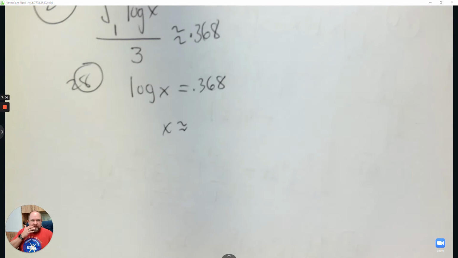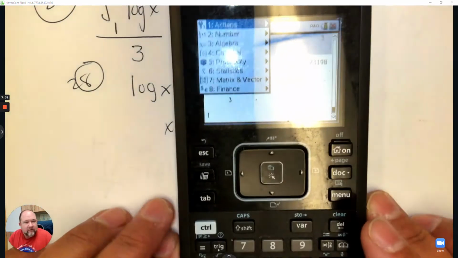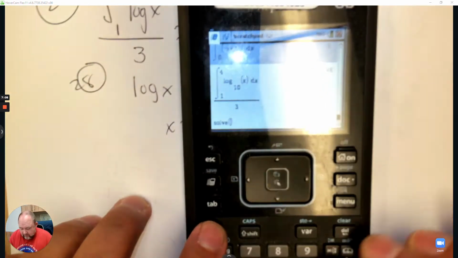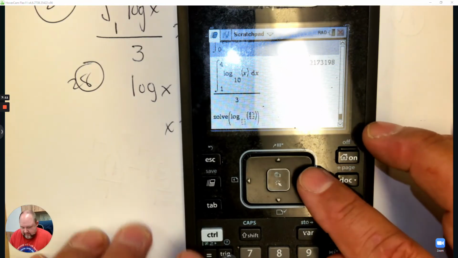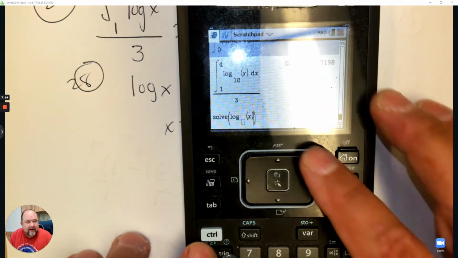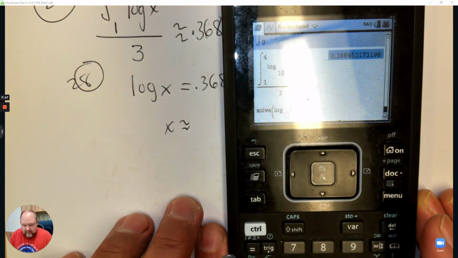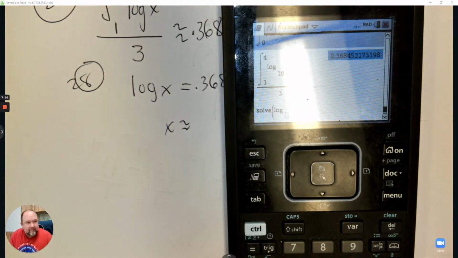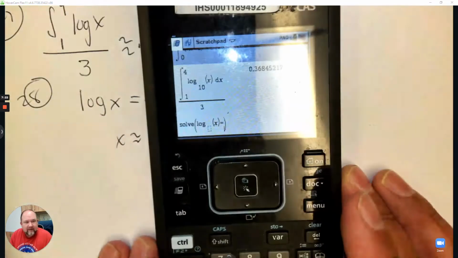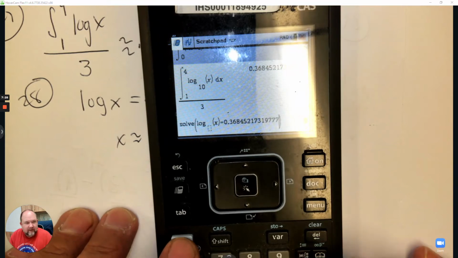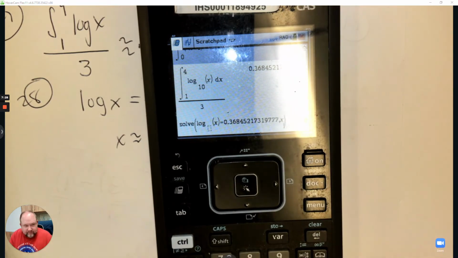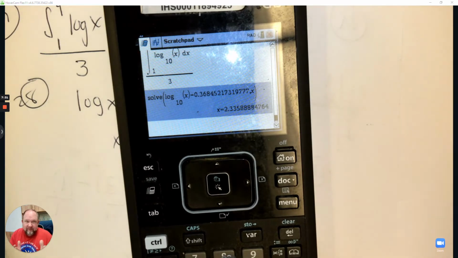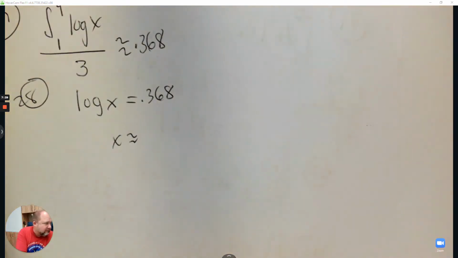So now we're solving an equation. So menu, algebra, solve. And the equation we're solving is log, leave that blank, x equals. Now to be accurate, I'm going to highlight this, and I'm going to go Control C to copy it, and then I'm going to paste it in. That way I'm super accurate. So Control V, and then comma X. We try our best to round when it's the end of the question. If it's in the middle, if we can copy paste a full number, that's better. 2.335 or 336.